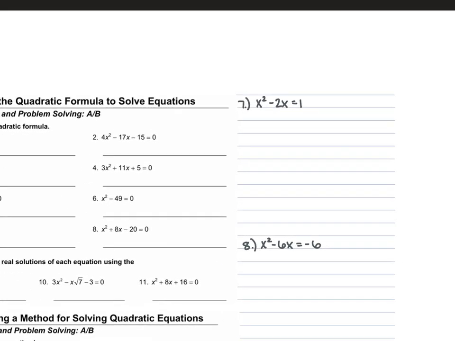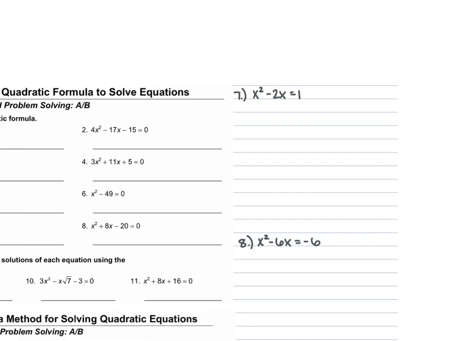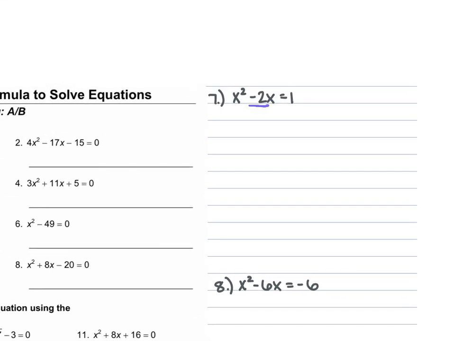For 7, we're given x squared minus 2x is equal to 1. So our b is negative 2. So we're going to have negative 2 over 2 squared, which is negative 1 squared, which is 1. Add the 1 to both sides. So x squared minus 2x plus 1 is equal to 1 plus 1. Factor the left, add the right. That's x minus 1 squared is equal to 2.